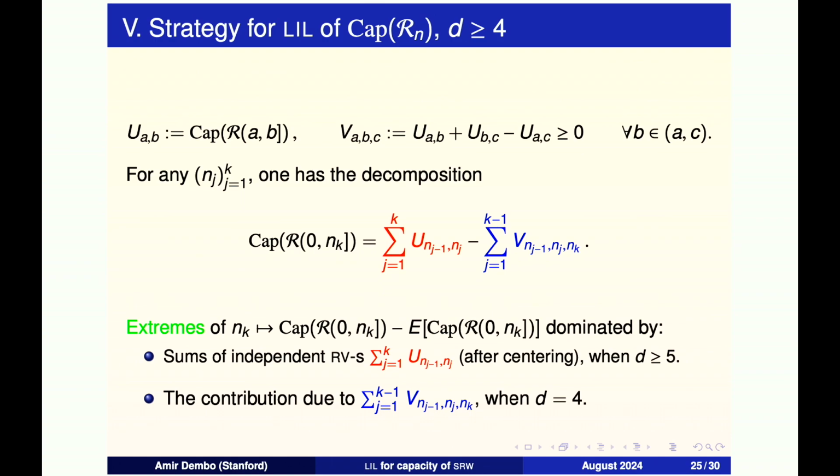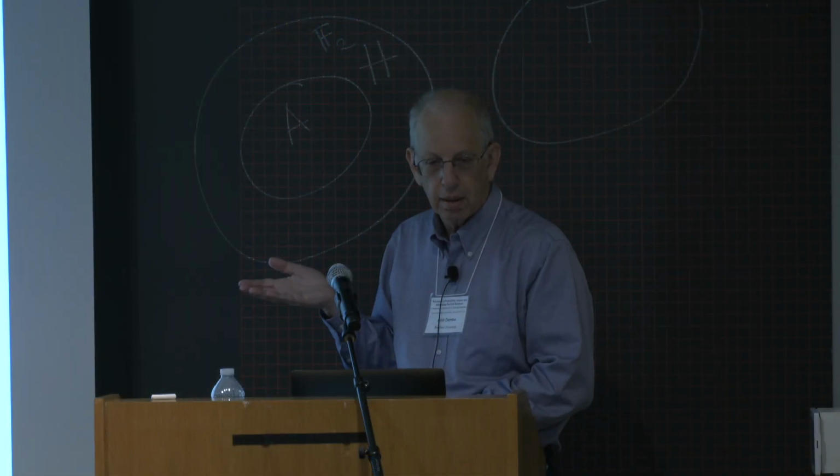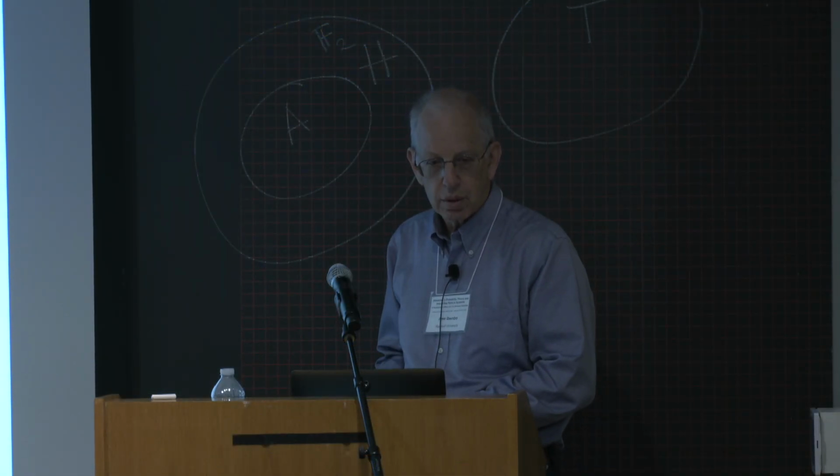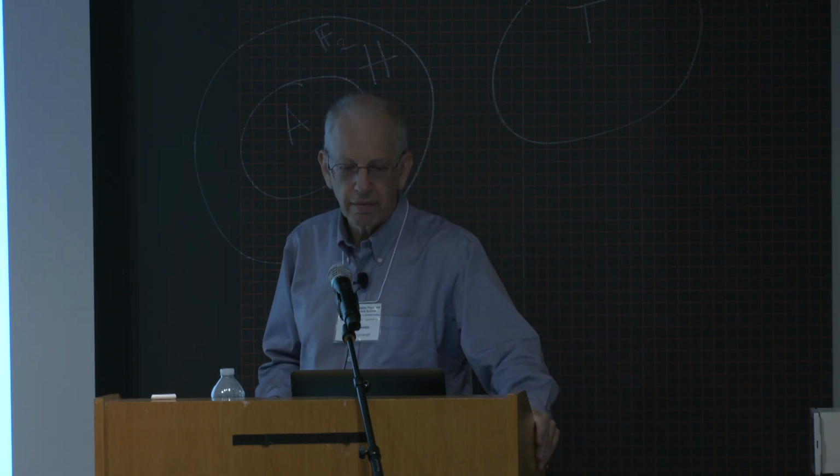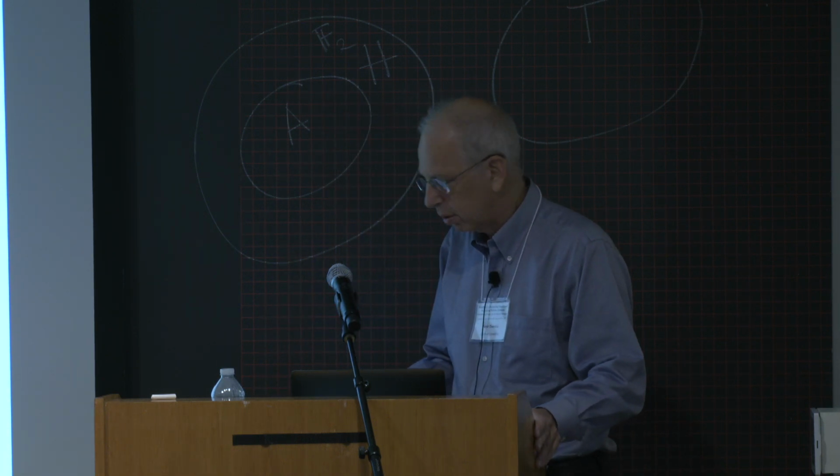In dimension 4, on the contrary, the sum of independent variables is negligible. All you have is this complicated-looking object, which is why dimension 4 is much harder. And that was exactly the same story in the volume. That's why the volume in dimension 2, LIL was difficult. This work of Bass and Kumagai is a very beautiful work. Recommended to everyone to read it.